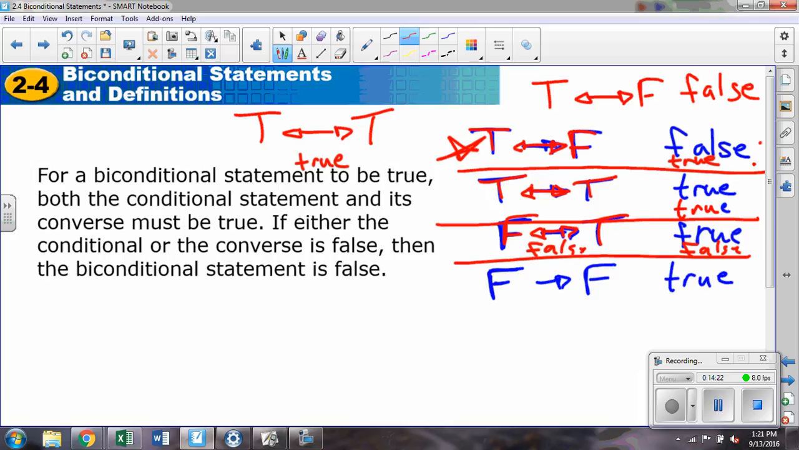With false implies false, that will be overall true. Realistically though, we're still in that boat where we are working with false statements. We really don't care about those too much. Our focus is going to be a lot more trying to use biconditionals that are the true both direction case. True implies true and the converse.